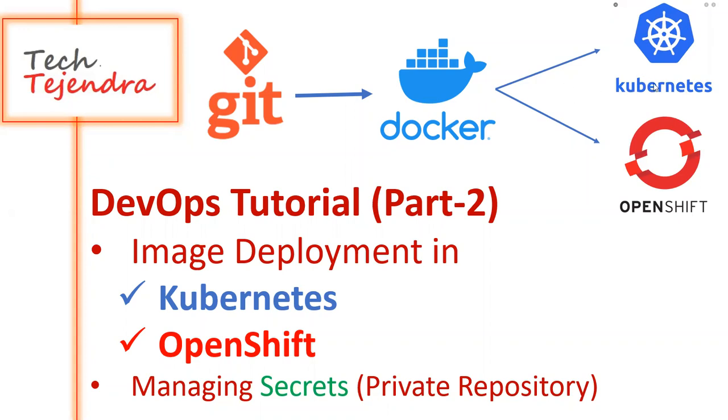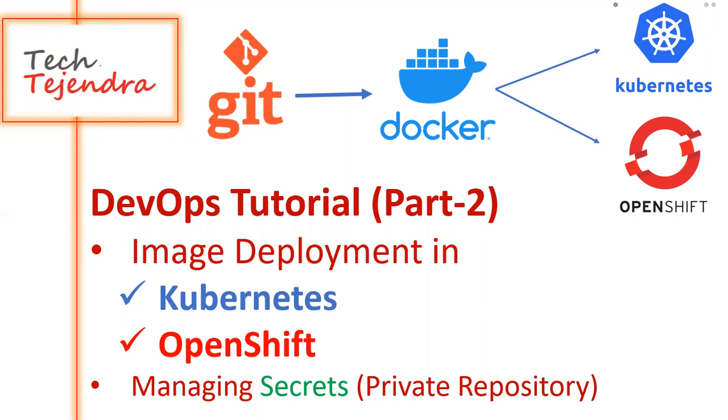Now we will pull these images from the image repositories and create our applications inside the Kubernetes cluster as well as inside the OpenShift cluster. Once our latest image is available in the image repository, in this example we are going to use two image repositories: one is Docker Hub, another is quay.io. Once our images are available, we are going to deploy into two cluster environments: one is the Kubernetes cluster environment, another is the OpenShift cluster environment.